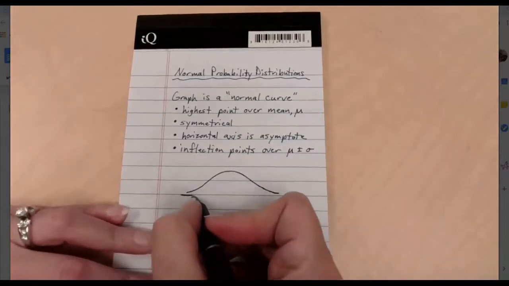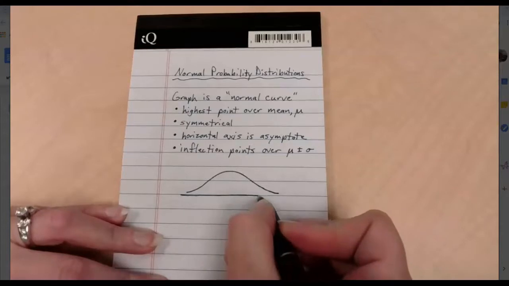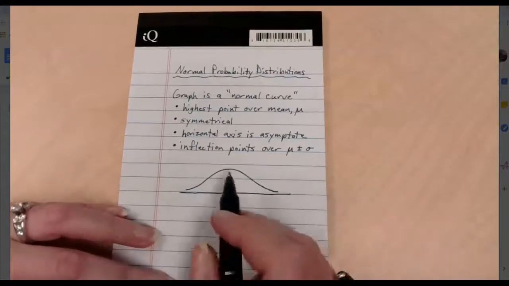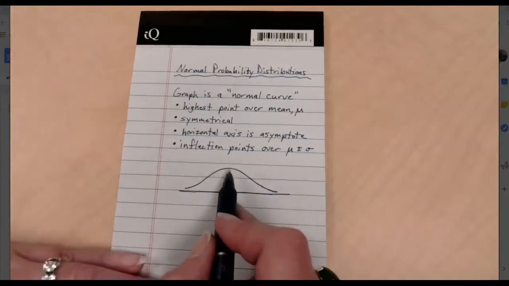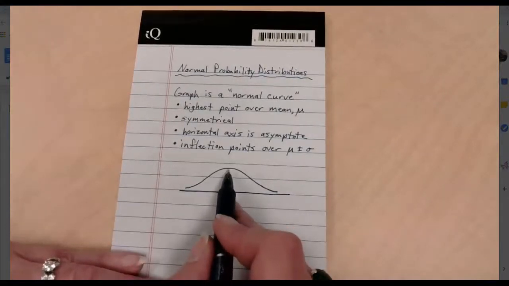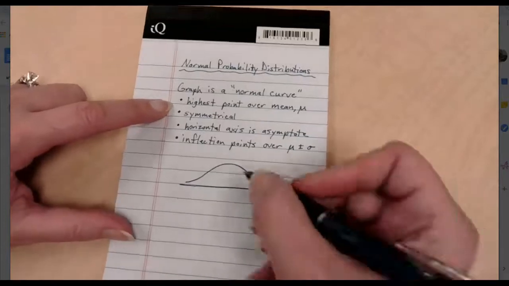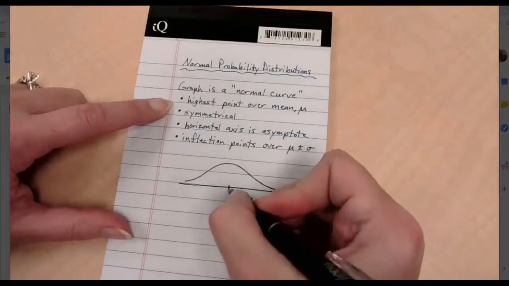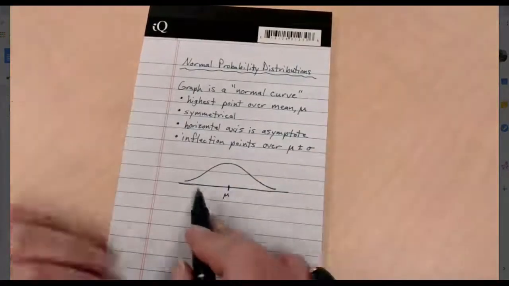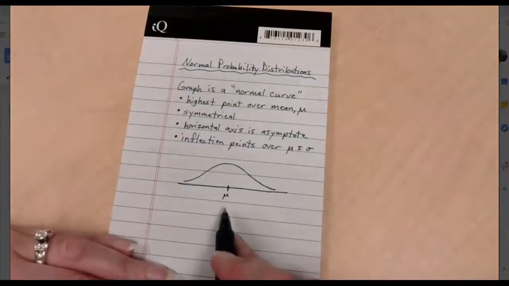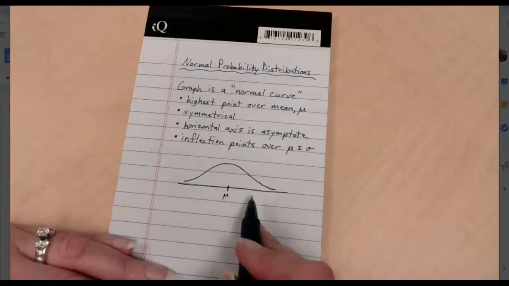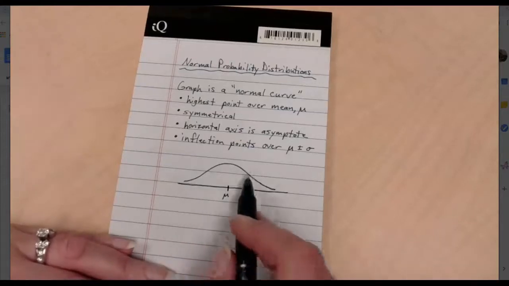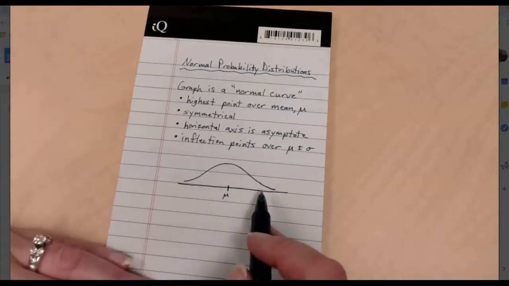I'm going to use this line as my x-axis. We only have one axis for these. These are not like coordinate plane kind of things. A couple things that you should notice. This is the highest point of my graph, and according to this, the highest point has to be over the mean. Therefore, the mean must be right here. All right, so everything is centered over the mean, over the highest point. This is supposed to be symmetrical, and it looks like it's pretty symmetrical.